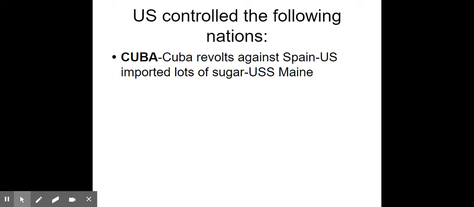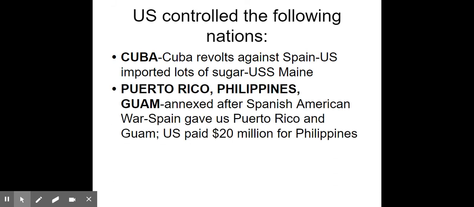Since we're on the winning side, though, we're going to get a lot of land. That's where Guam, the Philippines, and Puerto Rico come in, okay? They are annexed or added to the U.S. as territories after the Spanish-American War. Spain just gives us Puerto Rico and Guam, and then we pay $20 million for the Philippines. But again, this is us exerting our force, exerting our pressure, because had we not won, we would not have gotten those territories, okay? And then last but not least, Latin America.